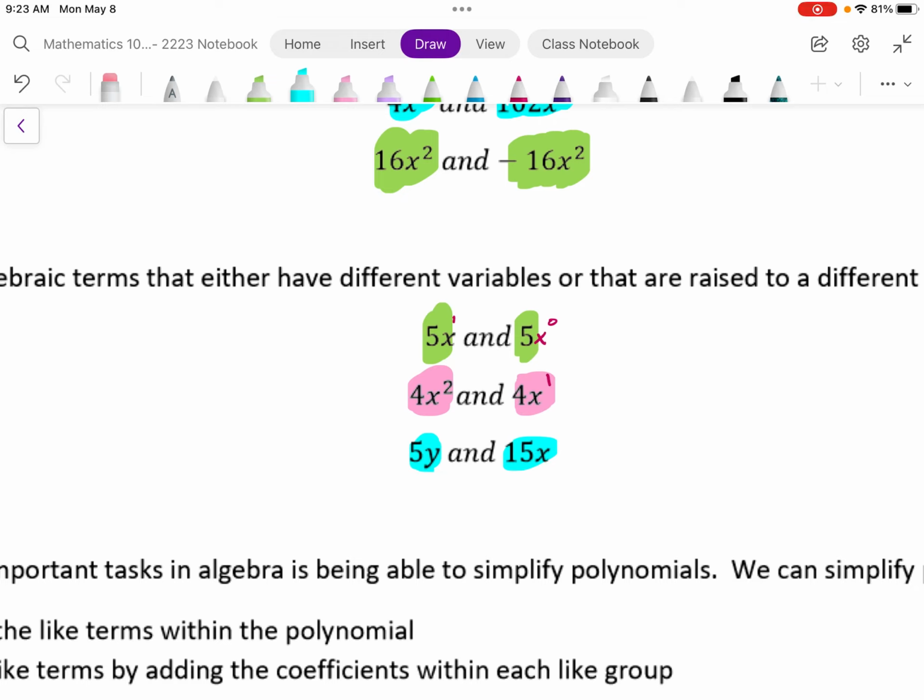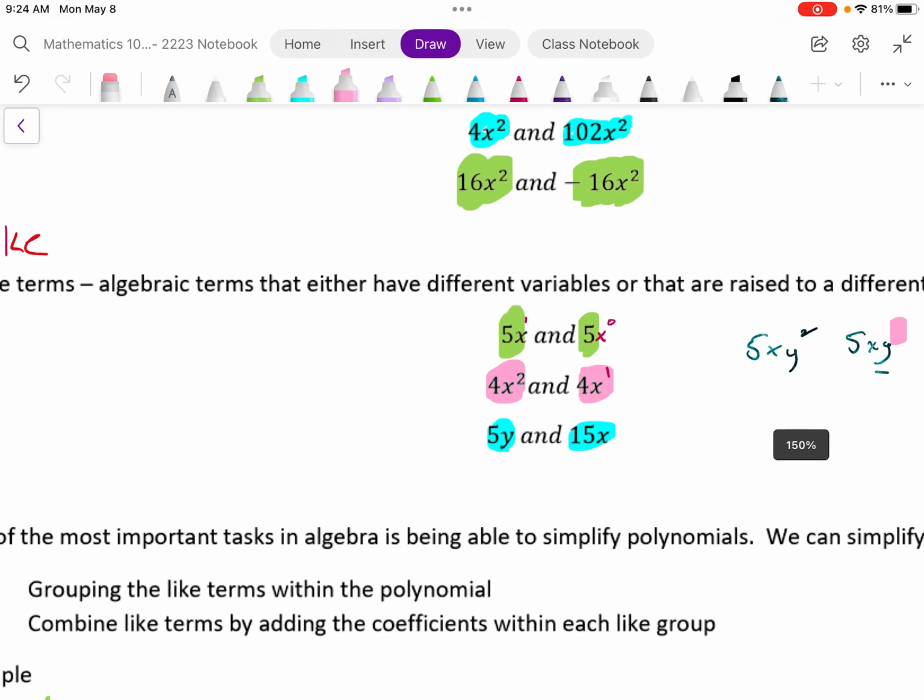I'm just going to give you possibly one more example of unlike. 5x is unlike 5xy. Why? Because one term has a y variable. Now, just to make this more fun, 5xy squared is unlike 5xy because we're missing a squared above the y. So really, the variables have to be the same and raised to the identical exponents.